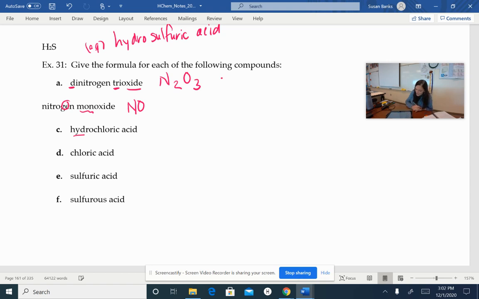Hydro, that means I have an acid. Chloric comes from chlorine. So chloride is a negative 1. So that means I need 1 hydrogen.